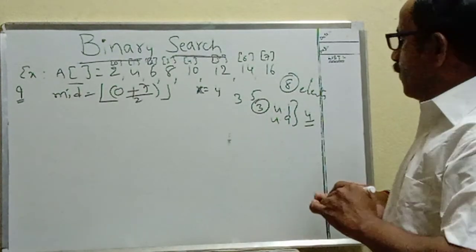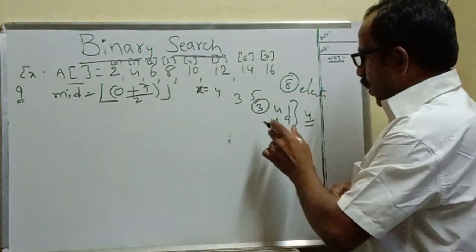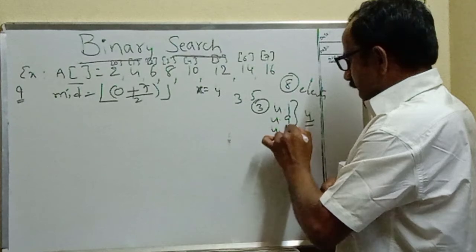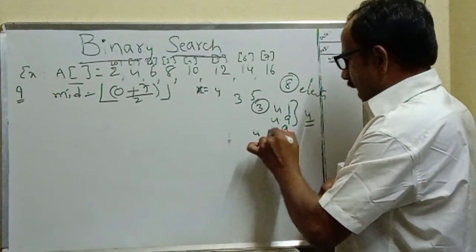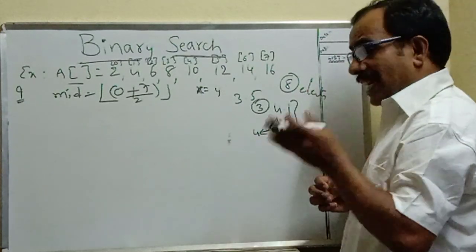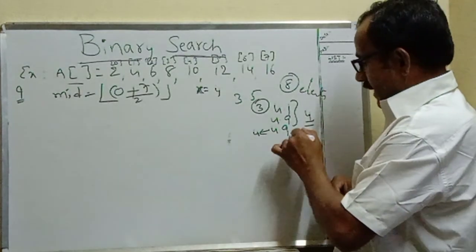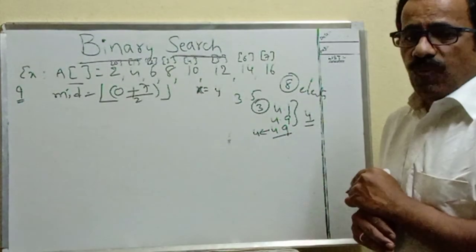I will tell you what is floor and what is ceil. What do you mean by floor? Suppose if you get 4.9, then we are taking 4 as the result. So 4 means the greatest integer value which is less than the given number, that is floor.